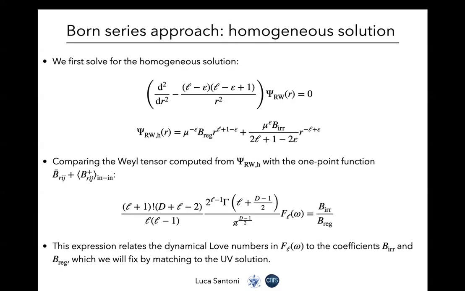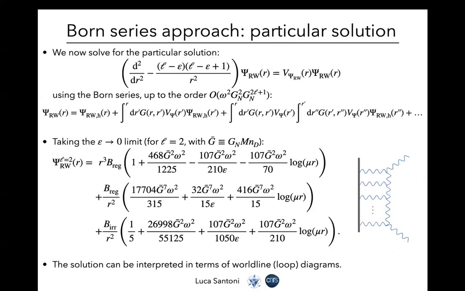Once you have the homogeneous solution, you want to compute the particular one, which can be done using a Born series, for instance. And in the end, everything boils down to computing loop diagrams like so. You are just reconstructing your nonlinear background, adding powers of r_s over r and omega. After you do so, you find a solution like this, up to quadratic order in the frequency. This is the EFT, where now you have this log of mu r, and this logarithmic running precisely comes from this type of diagrams.